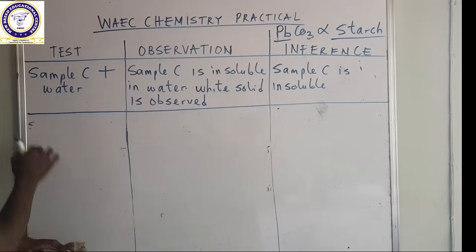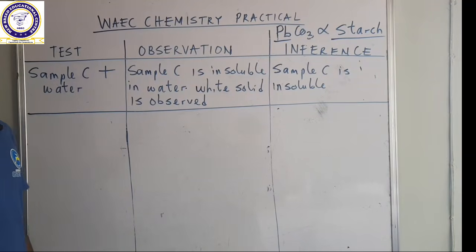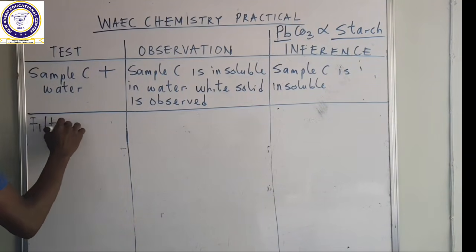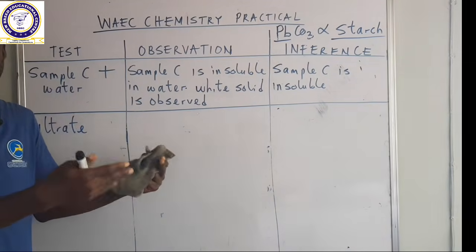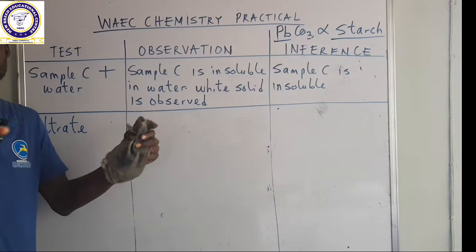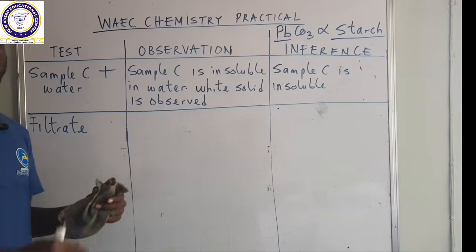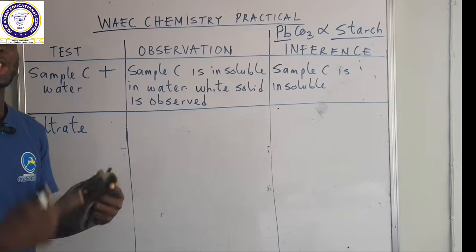Now let's go for how to test for our lead ion. So we now have our filtrate. I said that our lead becomes soluble if we add HNO3. Our lead becomes soluble straight. If we add HCl, our lead will not become soluble until we heat it.